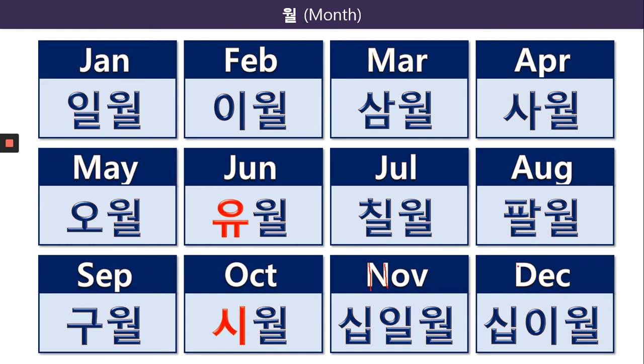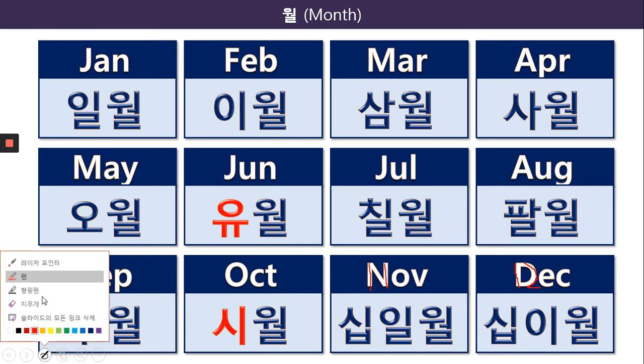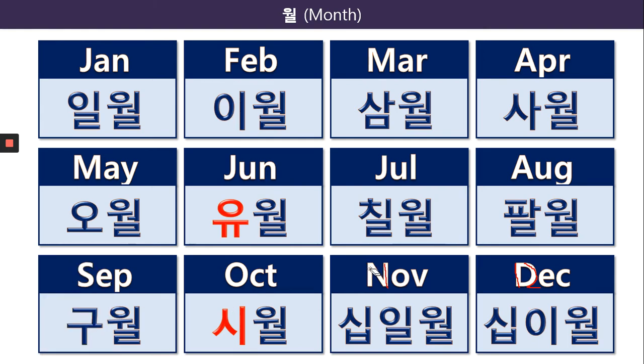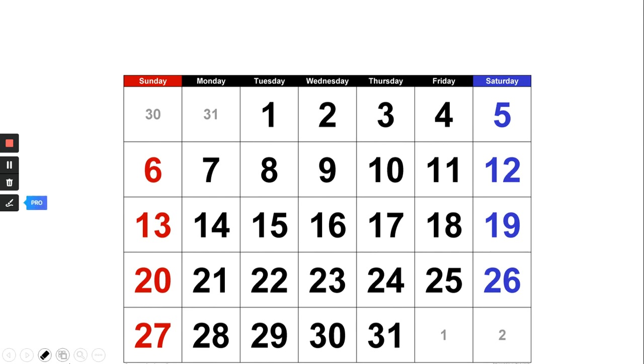How about December? 12, like this. Okay, so D looks like 12 and N looks like 11. It's a bit of an easy way. Okay, 지우개. So let me erase and then we move to the next slide. Okay, and this is the date.